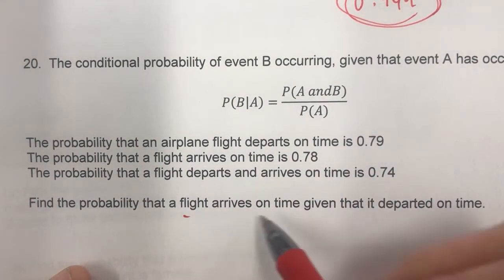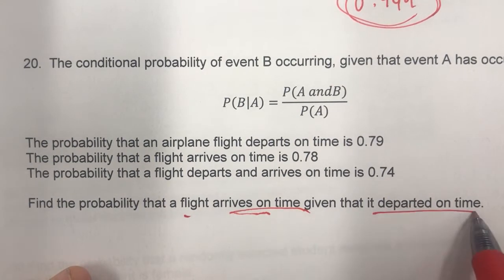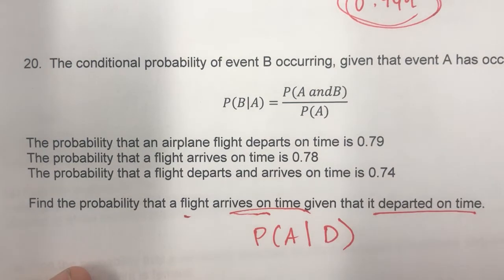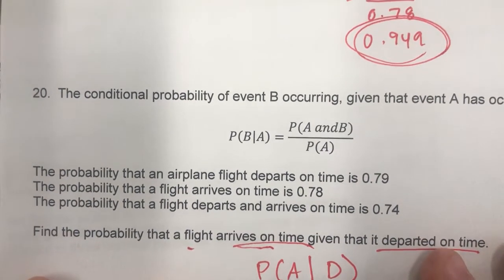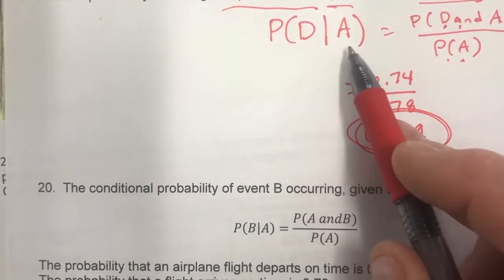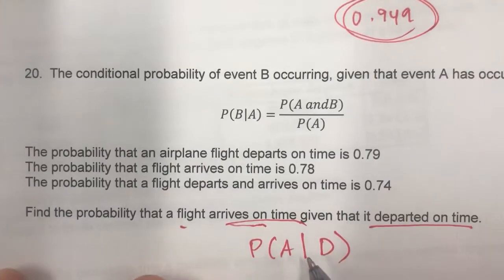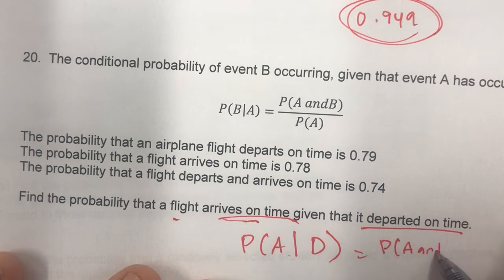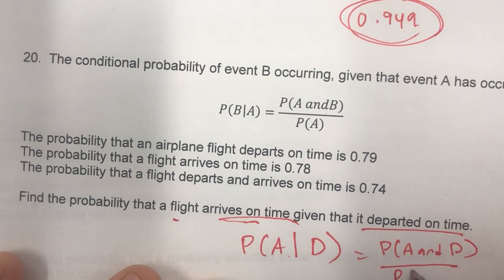Find the probability that the flight arrives on time, given that it departed on time. So this is the probability that it arrives on time, given that it departed on time. Okay, which is backwards from what we did up here. See, this is D given A. This is A given D. But it's going to be the probability of A and D both happening divided by the probability that D happens.